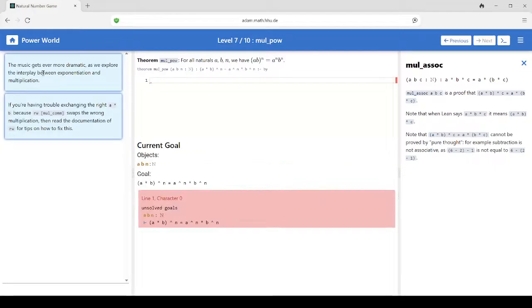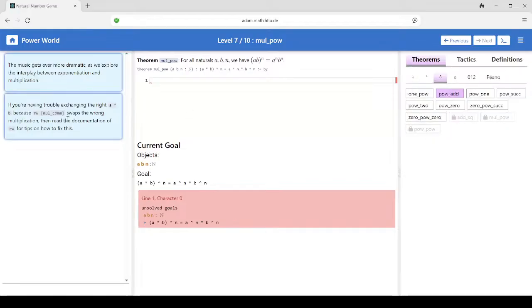The music gets even more dramatic as we explore the interplay between exponents and multiplication. If you're having trouble exchanging the right a times b, because rewrite multiply, this word will just keep ducking out of my head. Commutative. Swaps the wrong multiplication, then read the documentation of rewrite for tips on how to fix this. Okay.